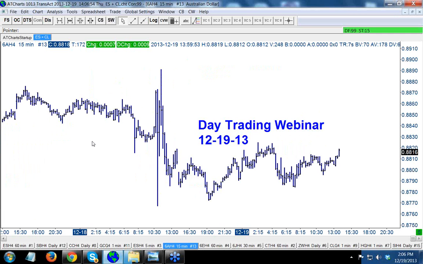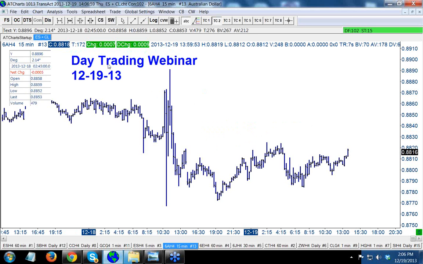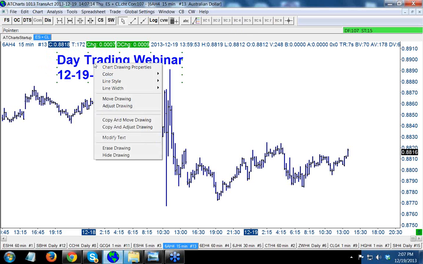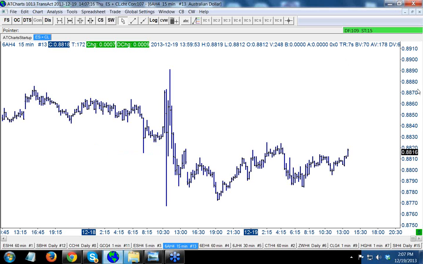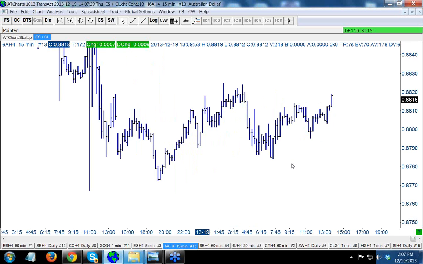So here is the larger chart, a 15-minute chart of the Australian dollar, and I'm going to take a look at how that was achieved. Okay, remember, what you want is to have a bias in one direction. So here's the piece over here on the 15-minute chart.